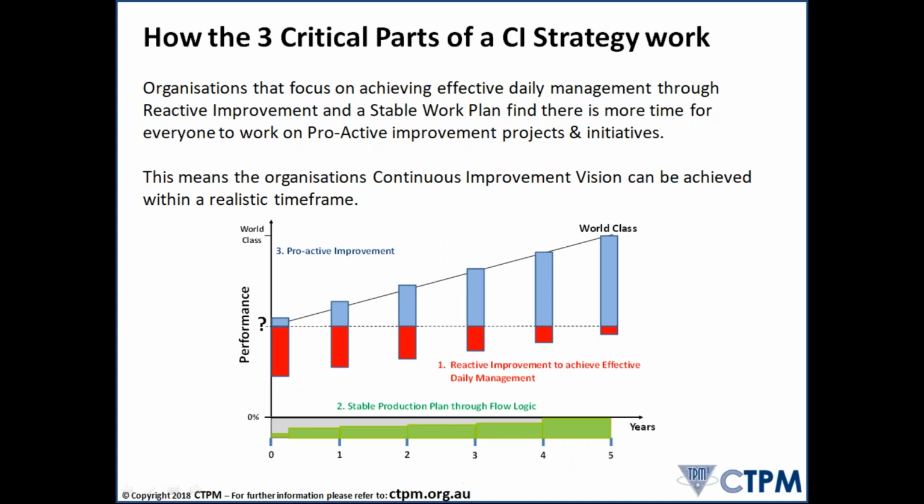And as your reactive improvement, your daily piece, gets more effective, guess what happens to your plan for the week or the day? That becomes more effective. You're getting fewer disruptions. You're getting fewer things drawing you away from what you're trying to achieve on a daily basis. So reactive improvement really is the driver to achieve that world-class performance. It's your day-to-day. It's the piece that becomes our culture of continuous improvement and gets everybody in the organization involved.